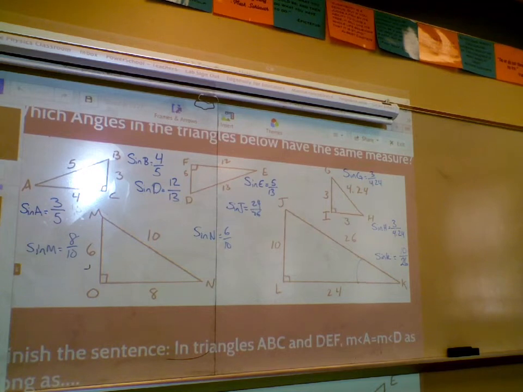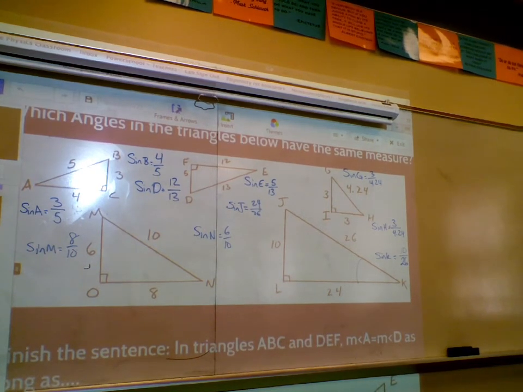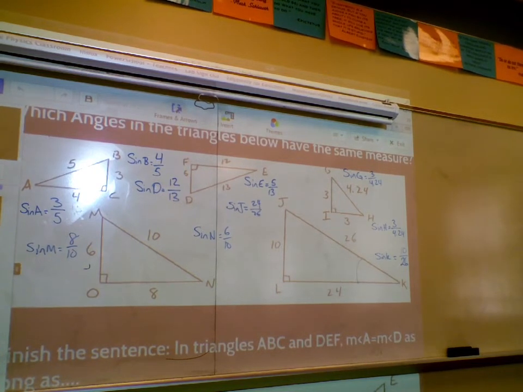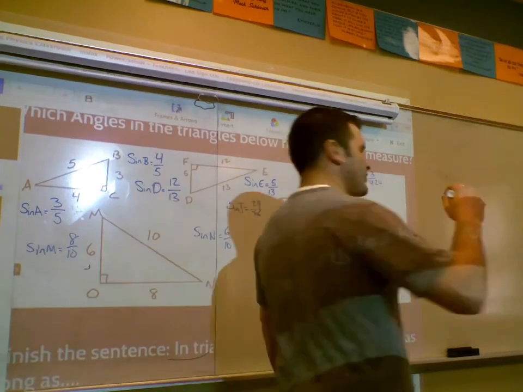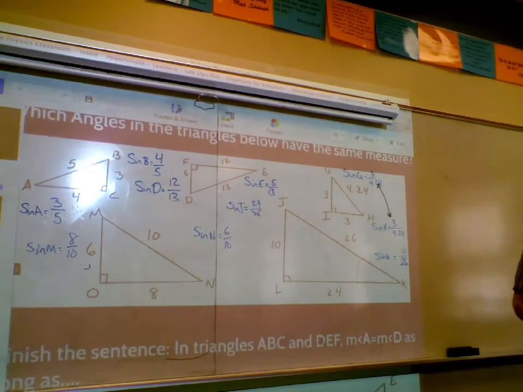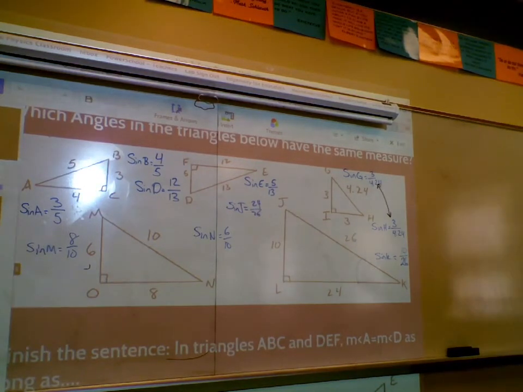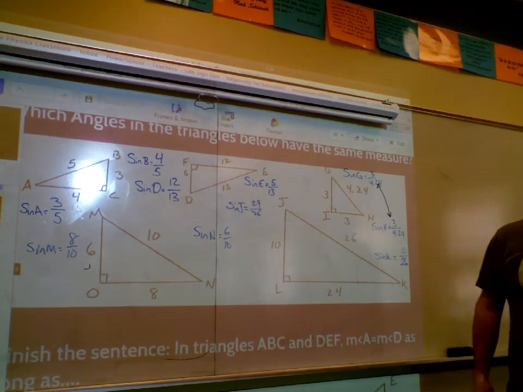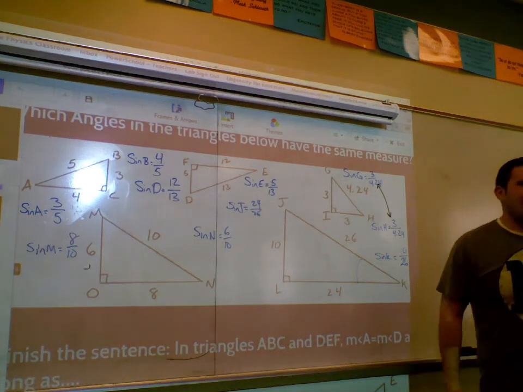Any questions about how I got those sines? Any questions? Alyssa, do you know any angles that are equal? G and H. How do you know G and H are equal? Good. G and H are equal because their sine ratio is the same. Okay. Serena, do you know any other ones that are equal? You don't think so? Does anyone see any other ratios equal? If you have one, raise your hand.